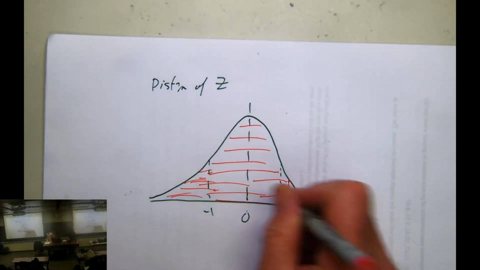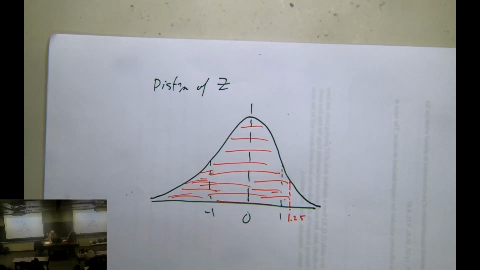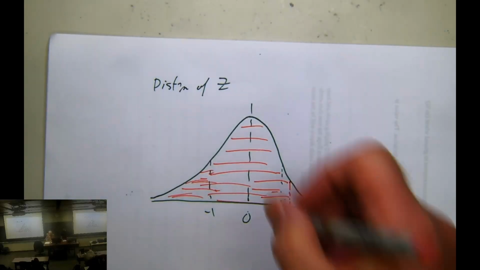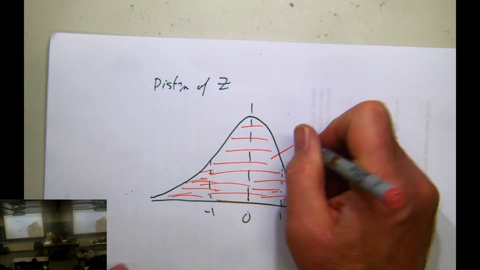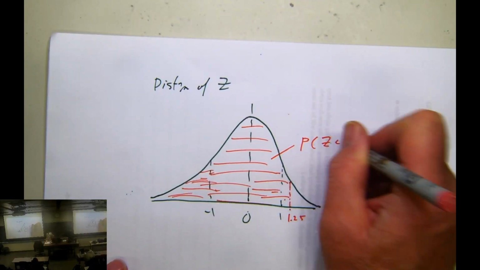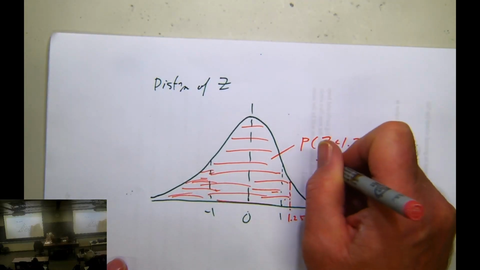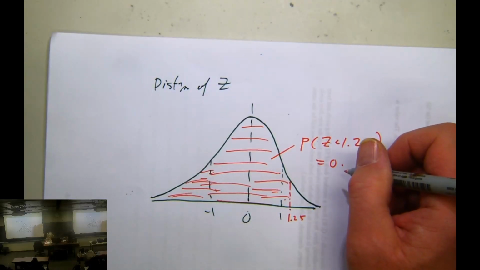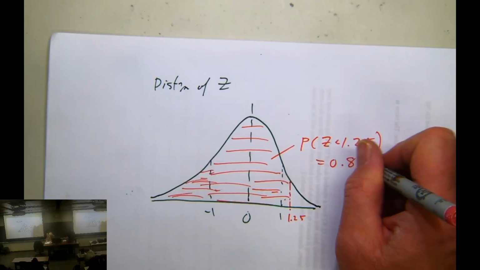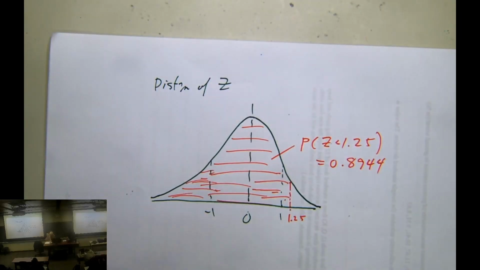Nicely shaded in, and we said to ourselves that this shaded area is the probability z is less than 1.25, which equals 0.8944. And then the second question.